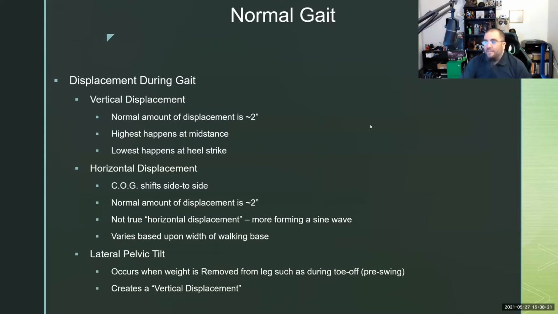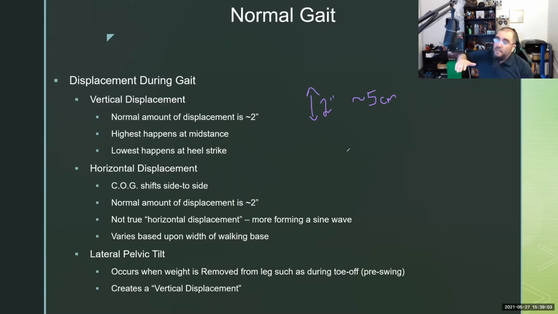When we walk, we have a displacement. A displacement means a change, right? When we walk, we have a vertical, or up and down, displacement of about 2 inches. Now, if your boards ask you in centimeters, how much is 2 inches in centimeters? About 5 centimeters, right? So 2 inches or 5 centimeters is usually what I say for vertical displacement.